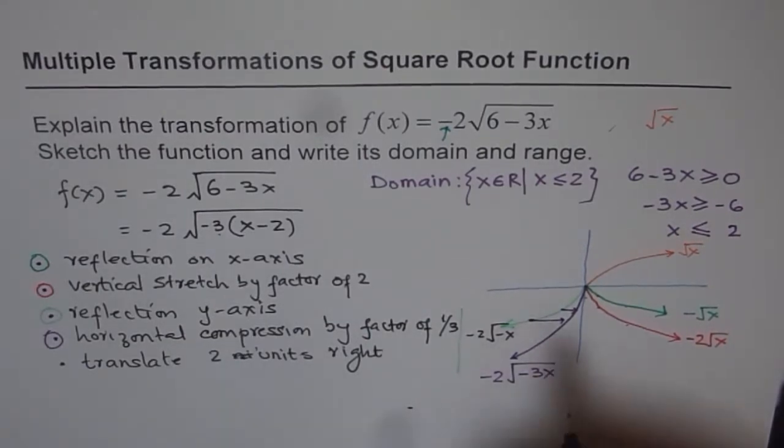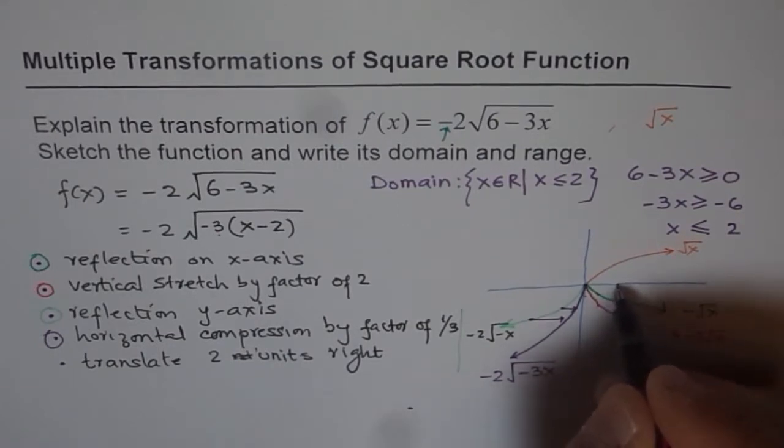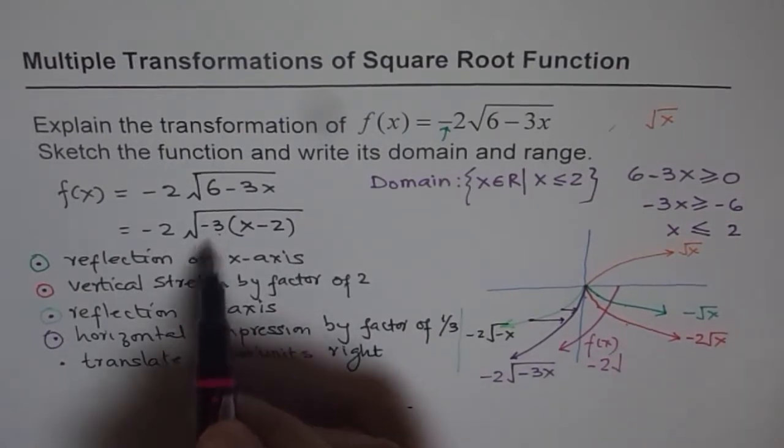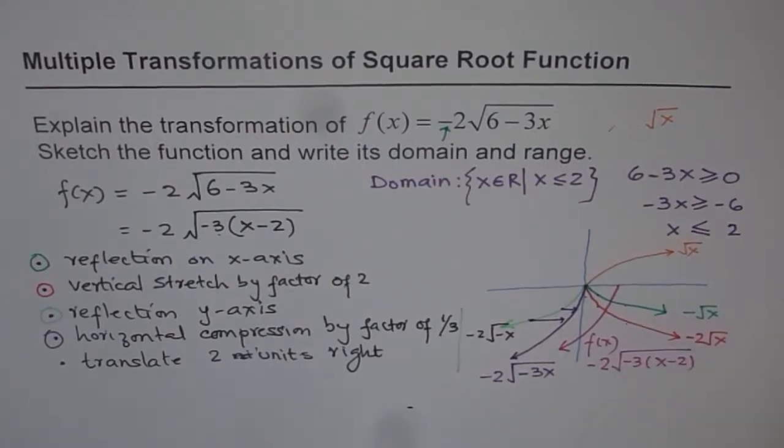And now, last and final, we will do the translation of 2 units to the right, correct? So let me do 2 units to the right in this color, okay? So we'll do pink color this time. So we'll translate the whole graph 2 units to the right. Let's say this is our 2, and so we do a translation of 2 units to the right. So that becomes our function f of x, correct? Now this f of x is actually minus 2 square root of, so I'll write in this form, minus 3 x minus 2. Correct? So that is how you do step-by-step transformation of the square root function.